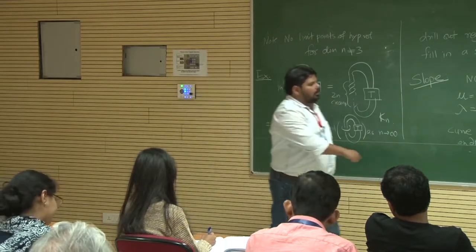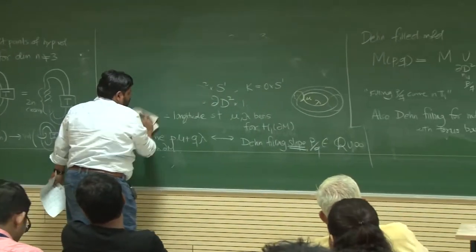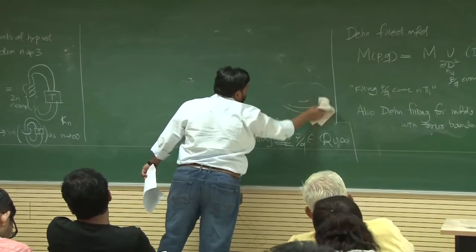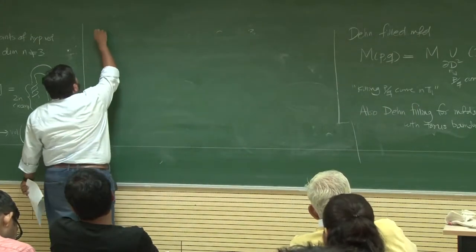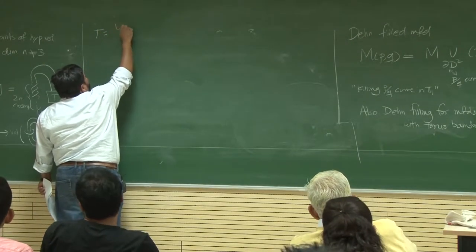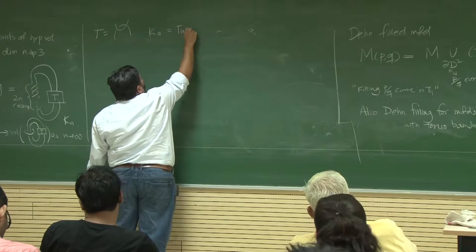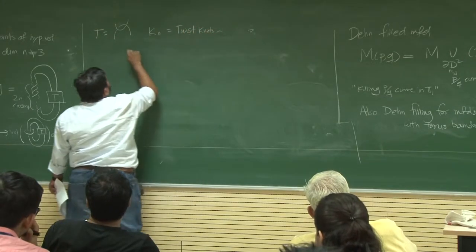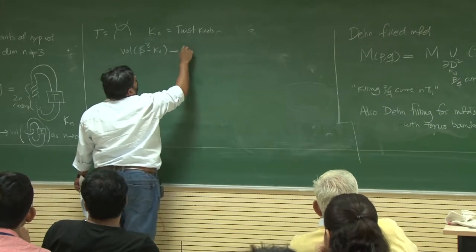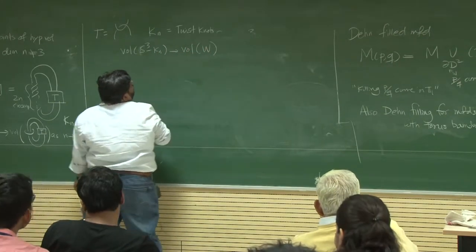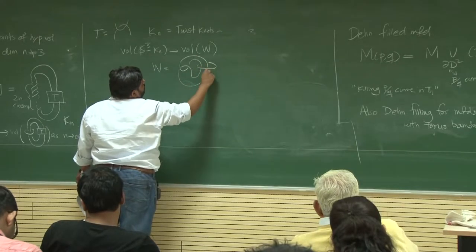So for example, you get the twist knots, which we saw in a few talks. On the first day, Ramadevi was talking about twist knots. In particular, if T is this tangle, then K_n are the twist knots. And now the volume of the twist knots goes to the Whitehead link. So W is the Whitehead link, which is this link.